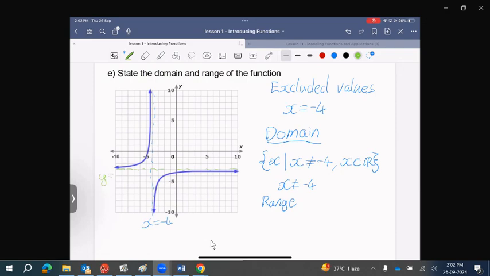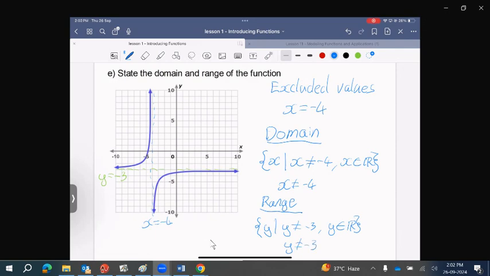So y equals -3. So our range is going to be, I can write it with set notation, y is so built as y is not equal to -3, where y is an element of the set of real numbers. Or simply, y is not -3.